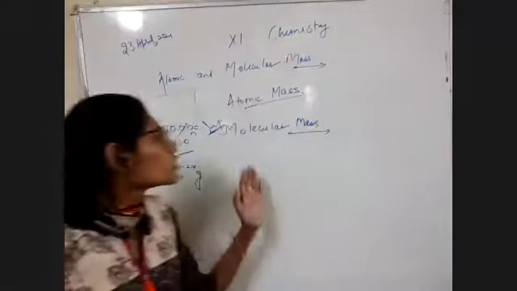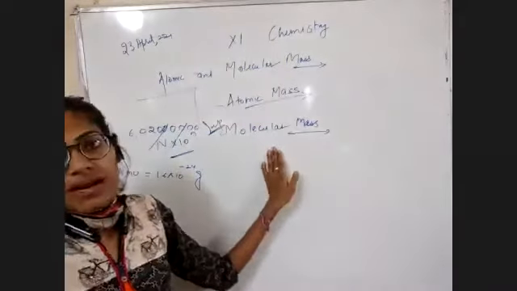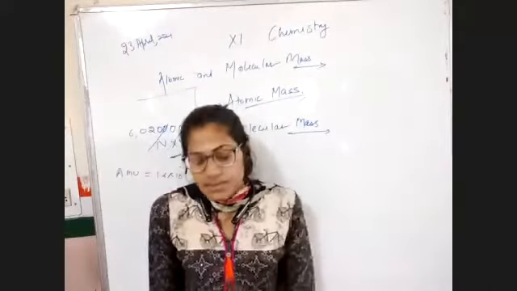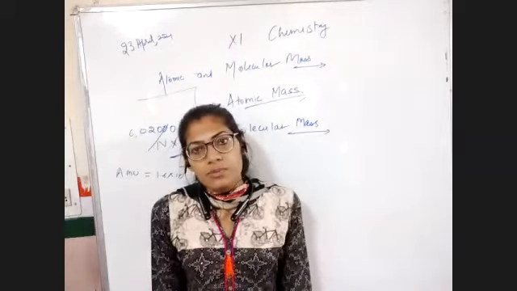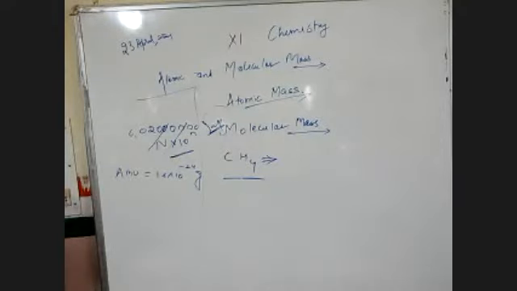Now, what actually is molecular mass? The name defines it very clearly. It is basically the mass of a molecule containing all the atoms. Molecular mass is based on atoms. So CH4 is a molecule which contains one carbon atom and four hydrogen atoms.